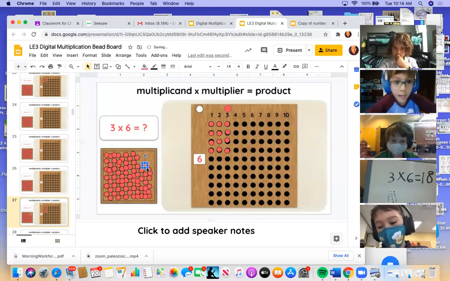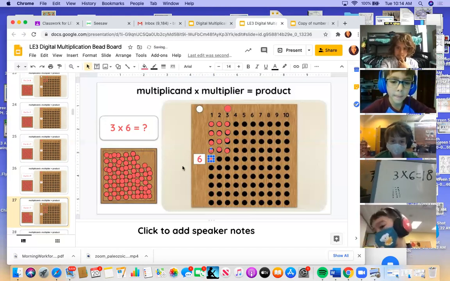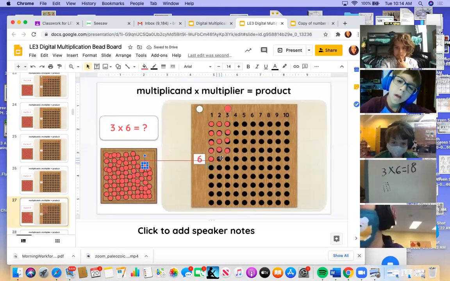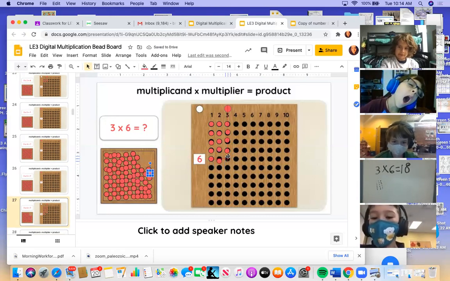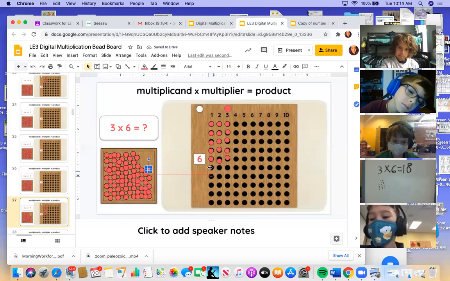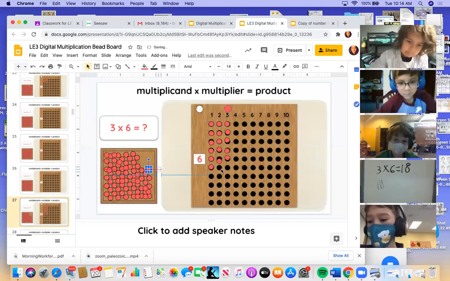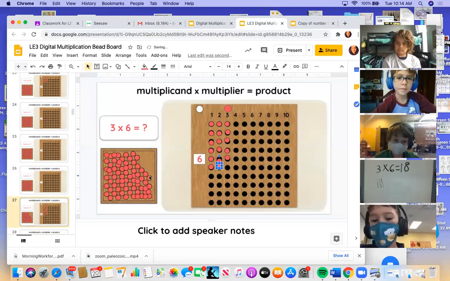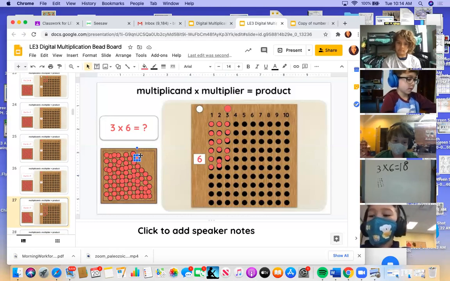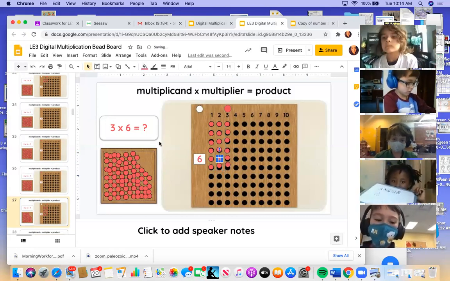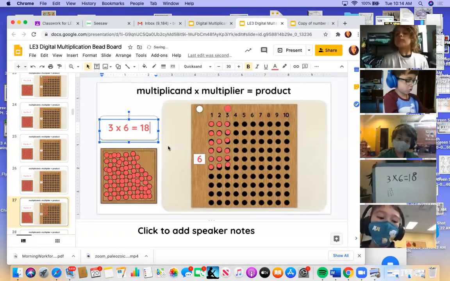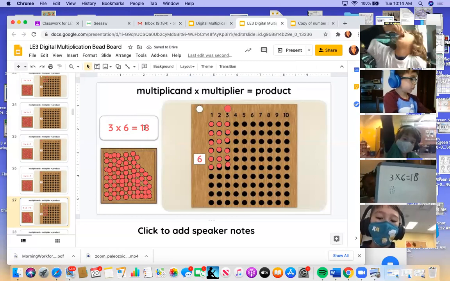But we're making 6 rows of 3. So we're starting on 5 rows of 3. Is it 18? 5 rows of 3 is 15, and then 6 rows of 3 is 18. It'll go even faster if you can skip count by 3s, because then you can just go 3, 6, 9, 12, 15, 18. All right.